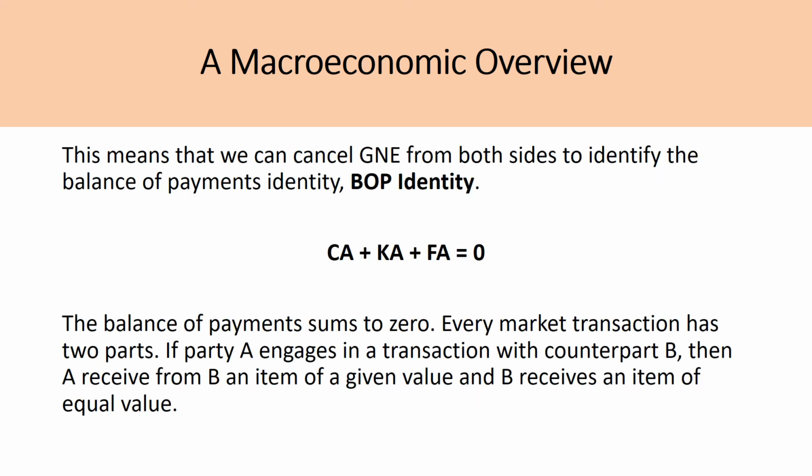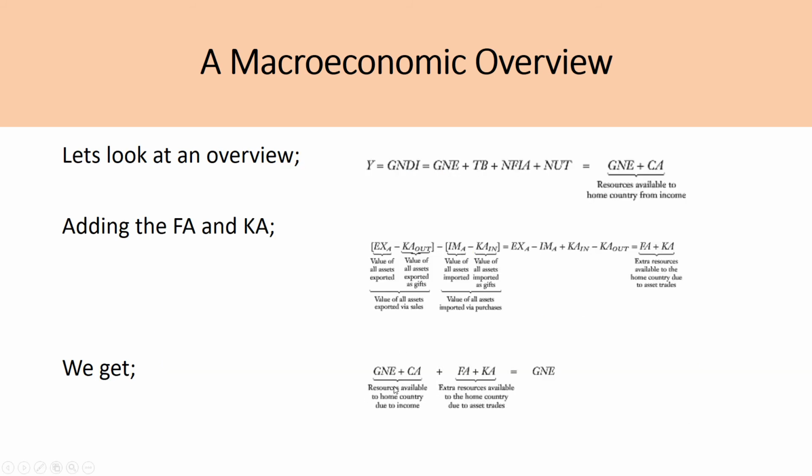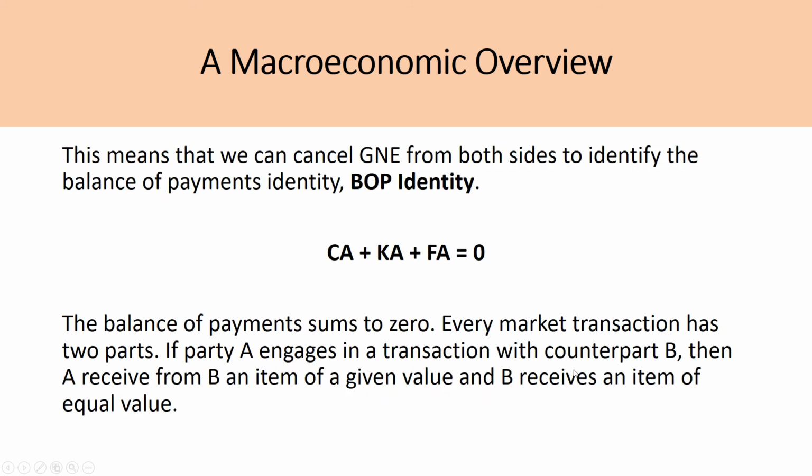So this means that we can cancel GNE from both sides to identify the balance of payments identity, which is the BOP identity. Essentially, if you were to cancel GNE from this side and GNE from that side, you will see that CA plus FA plus KA must equal 0. And that's the BOP identity. The balance of payments sums to 0.